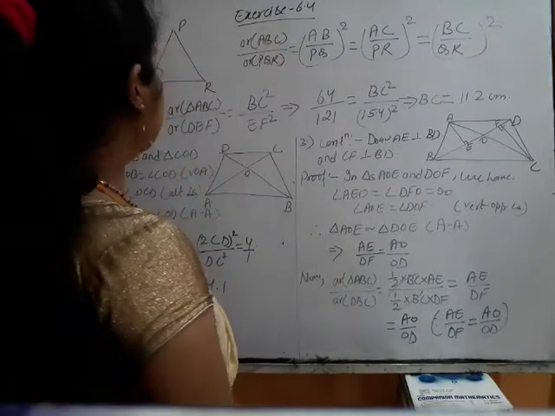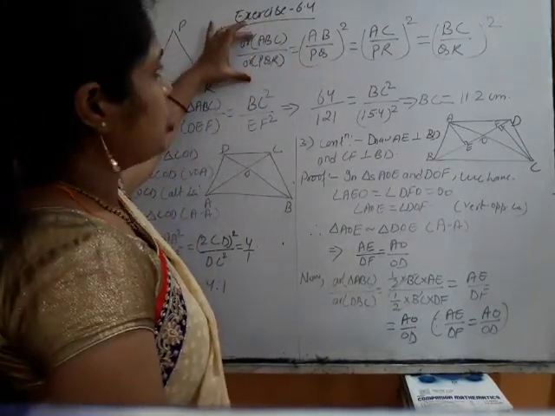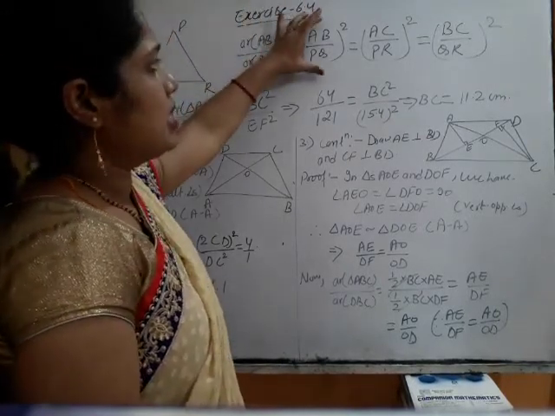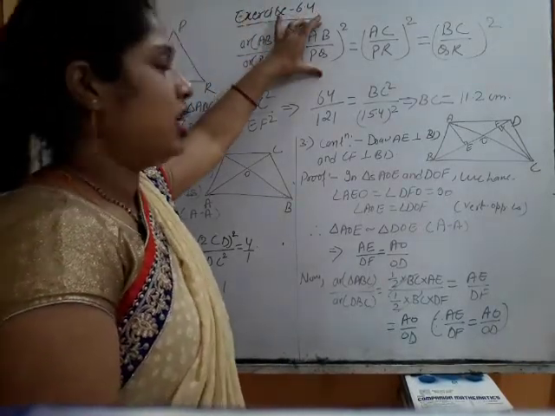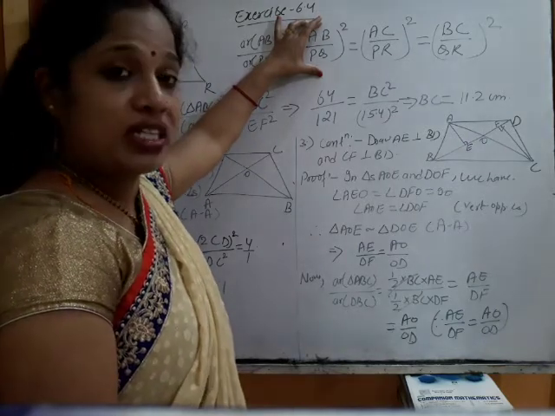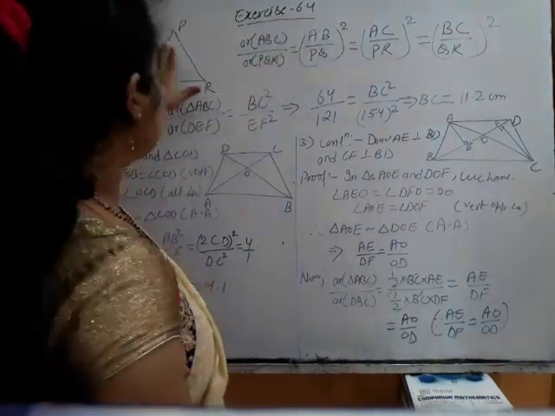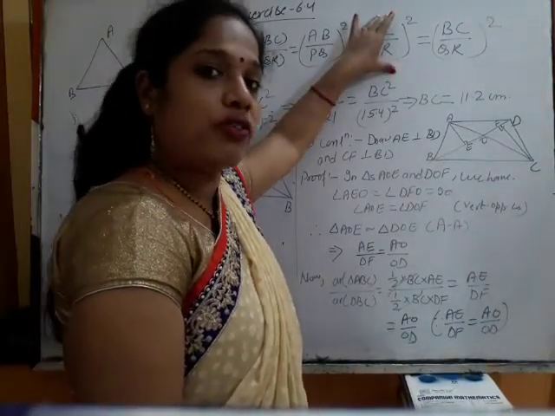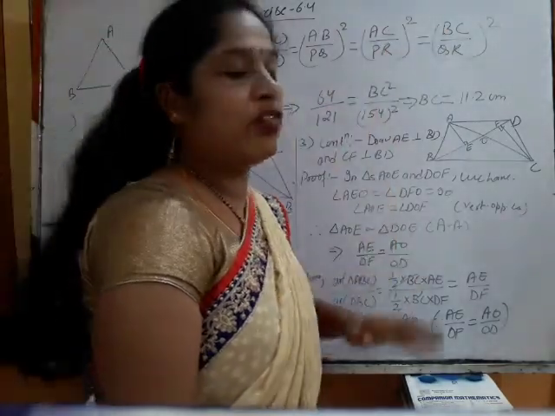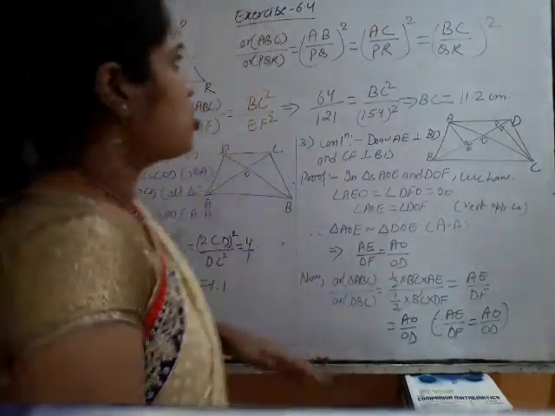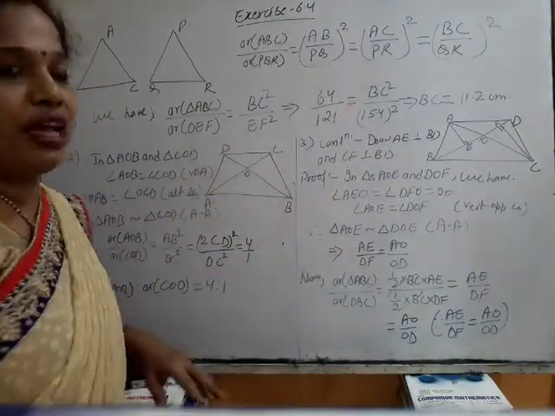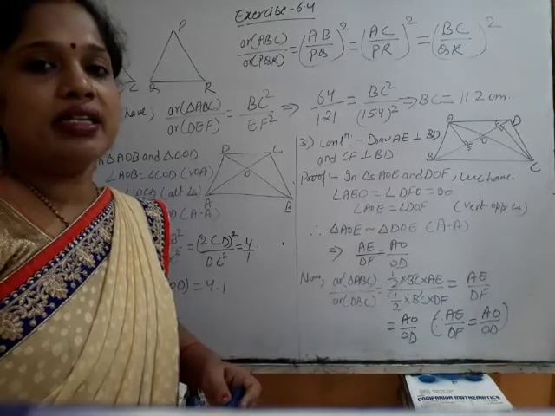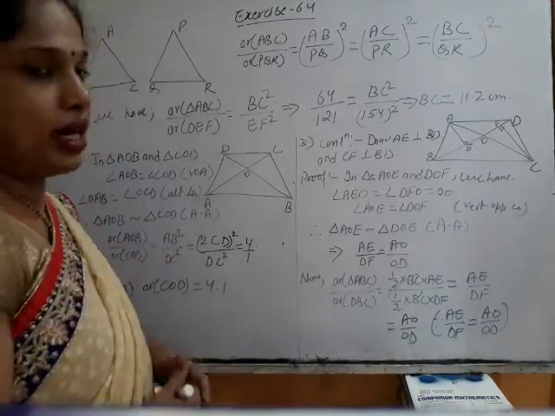Like AB is corresponding to PQ, so the ratio of the areas of both the triangles is equal to the square of the ratio of corresponding sides. Here AC is corresponding to PR, so here also the square of the ratio of corresponding sides. I have written this statement because it will be used in exercise 6.4. Okay, so let us start.